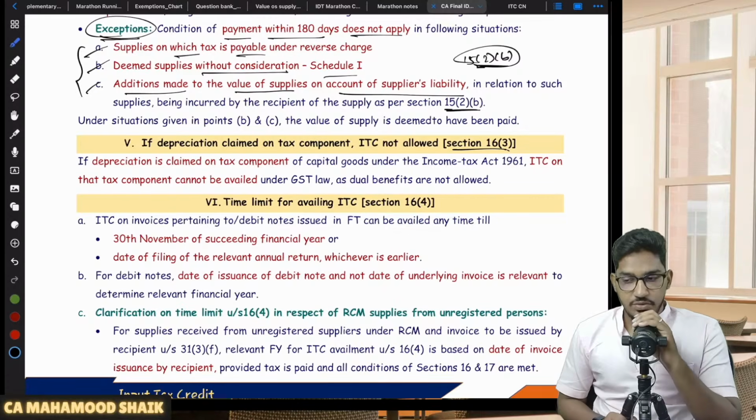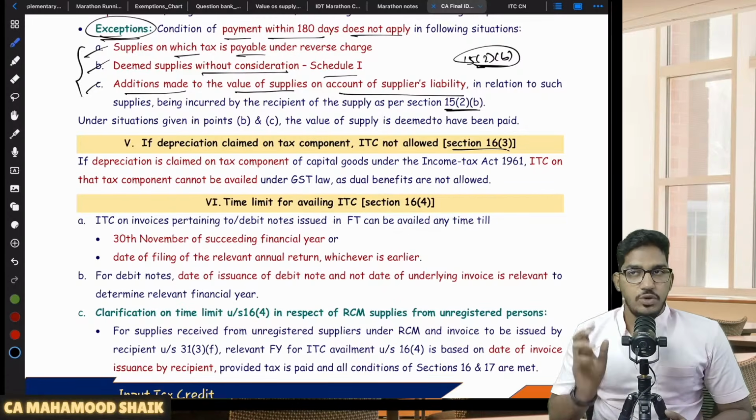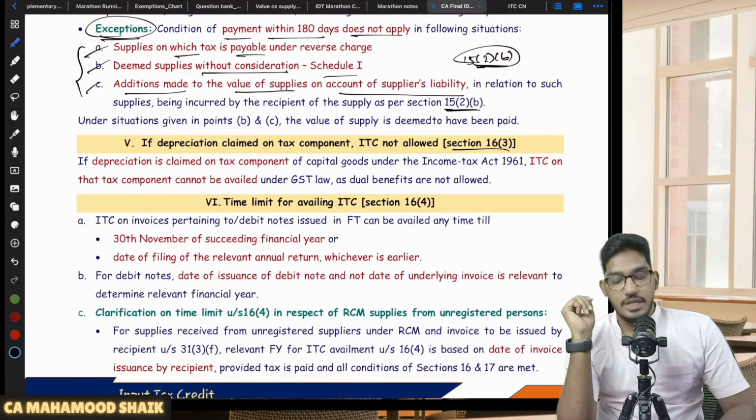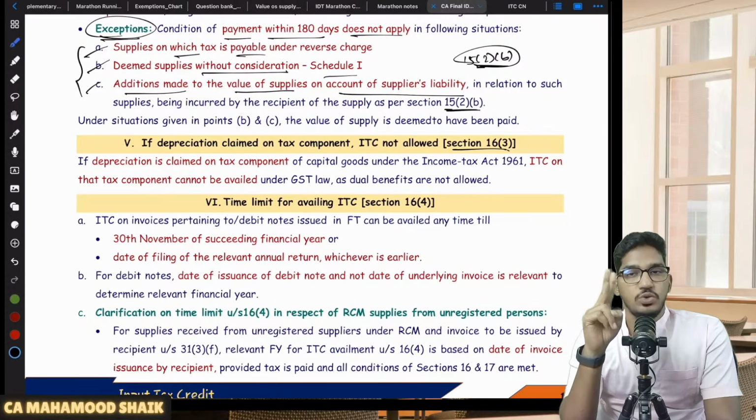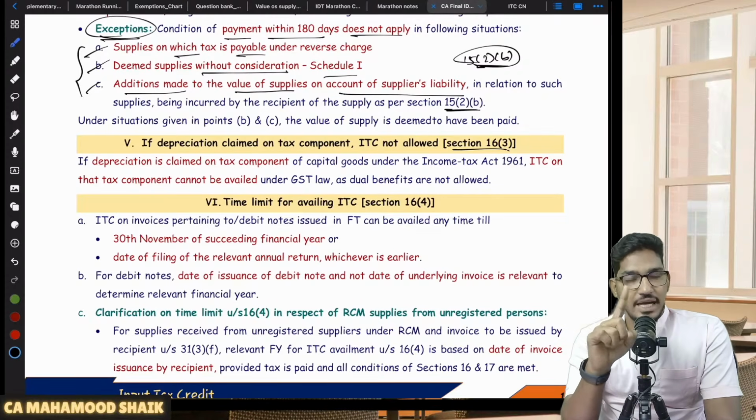So when it comes to capital goods, in case you are buying a capital good, there are two options available for you. Number one, either claim ITC on it under the GST Act, or claim depreciation on the GST component. So there are two options. One, we have to choose.